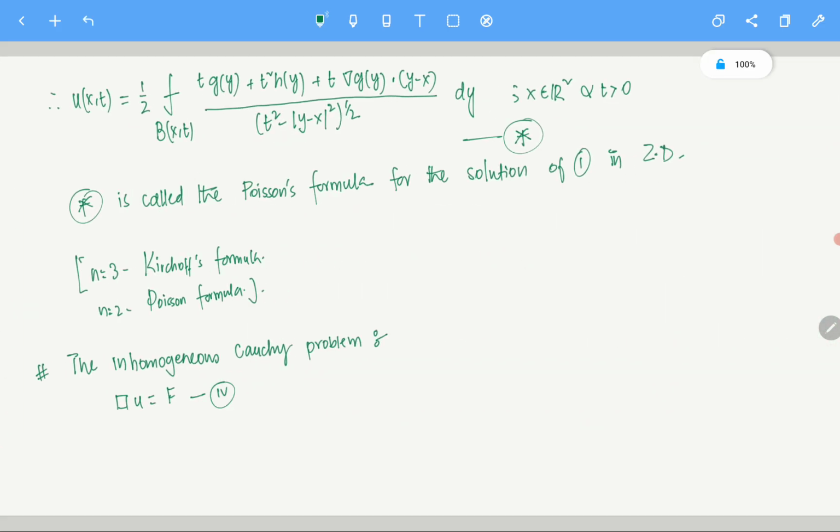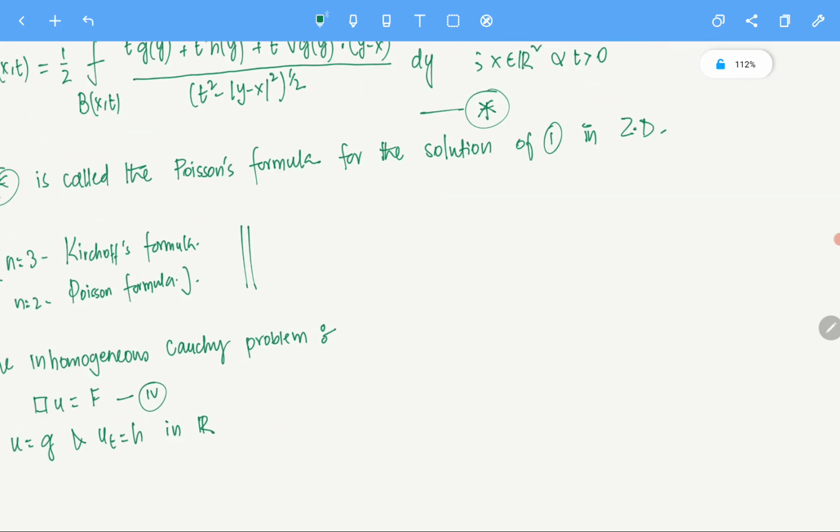This is the problem given to us, and of course you have the initial condition there, u equals g and u_t equals h, in whatever the region is. Now I will assume that I know how to handle the homogeneous problem in any dimension. Although I don't know that, I know only for n equals 3 and n equals 2. Higher dimension we will do in the next class, because that is very complicated.